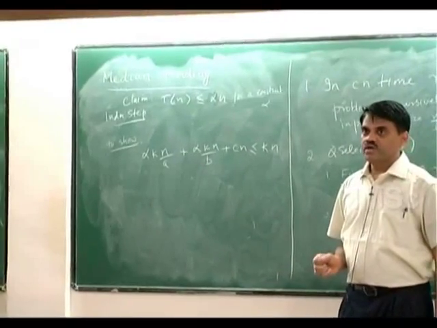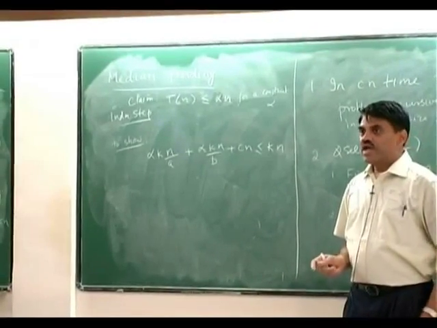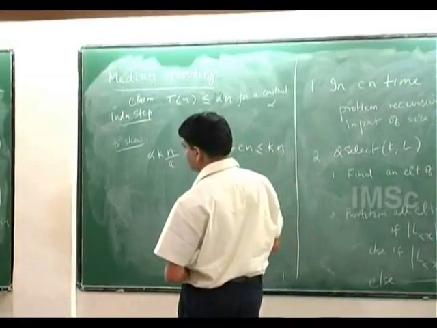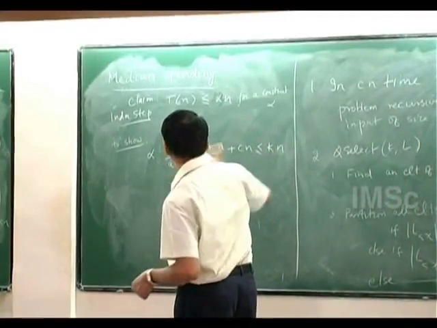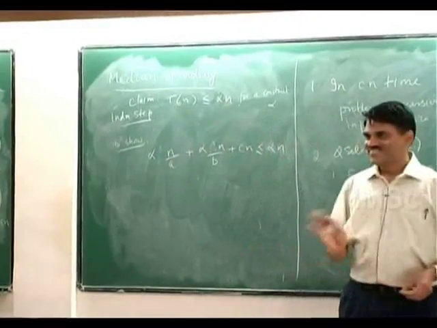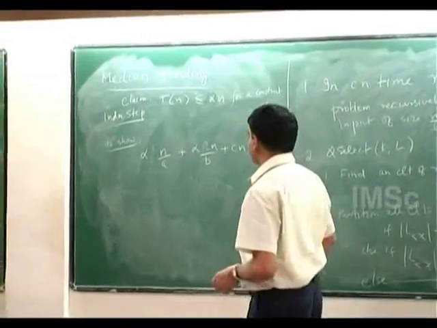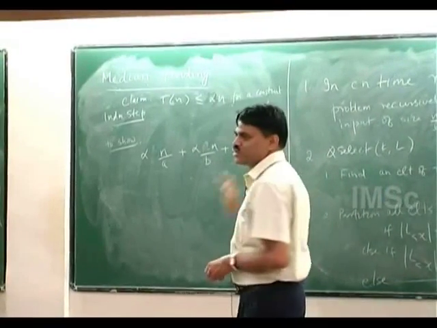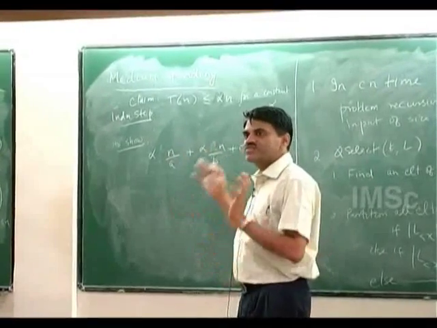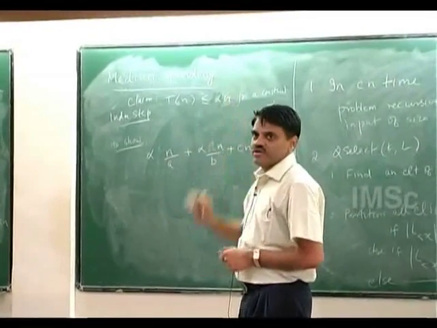Are you with me? K is the constant which we will choose. Alpha n by a plus alpha n by b plus Cn, I want it to be less than or equal to alpha n. And there is such an alpha that satisfies this is what I want to show. Then I would be done showing linear time.